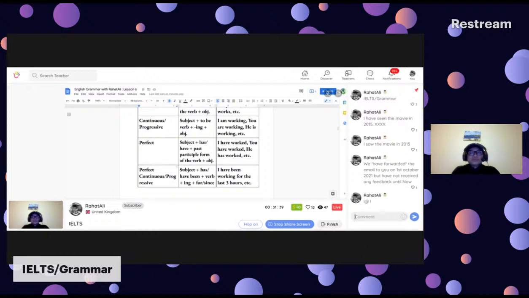Okay, so remember that here the person missed a comma as well, and the word "now" is written with a capital N, which is incorrect. So this sentence should be "We forwarded" rather than "We have forwarded."